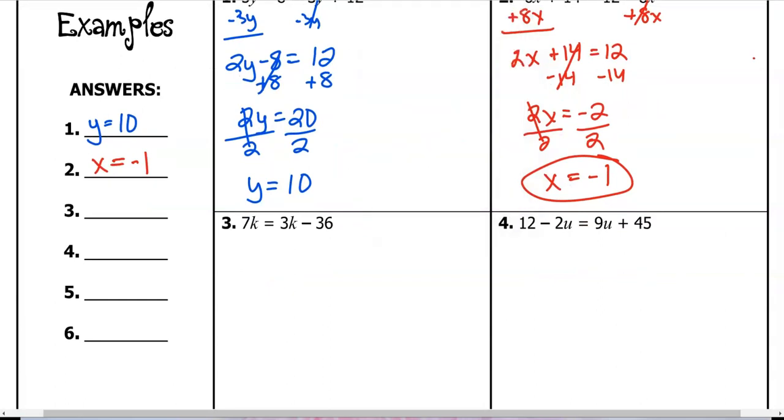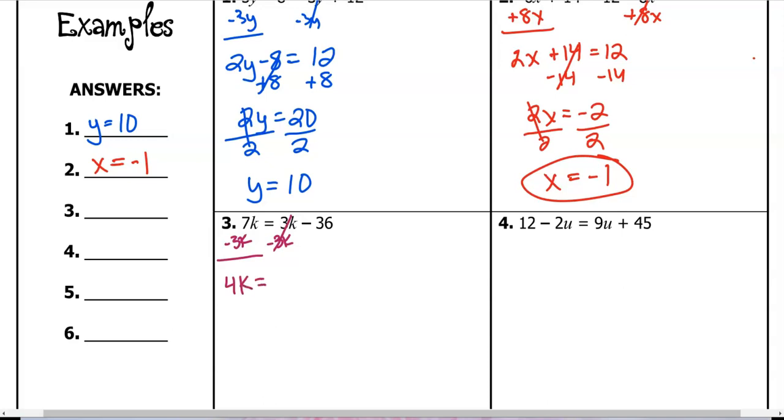Can we distribute? No. Anything to simplify? No. We go straight to move. What am I going to move? Let's move that 3 to the 7. And how am I going to do it? Subtract it. Good. 7 minus 3 gives me 4.